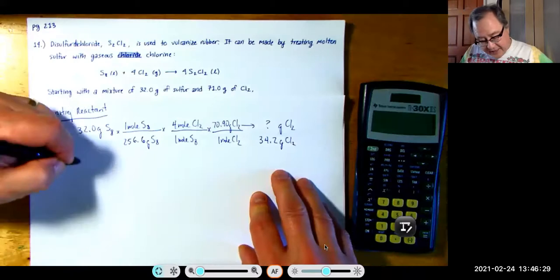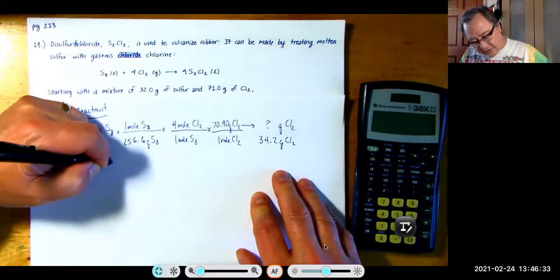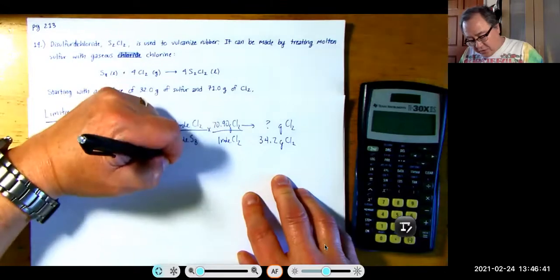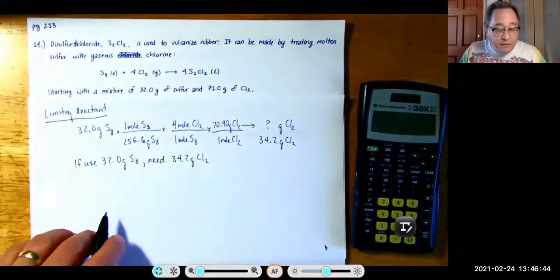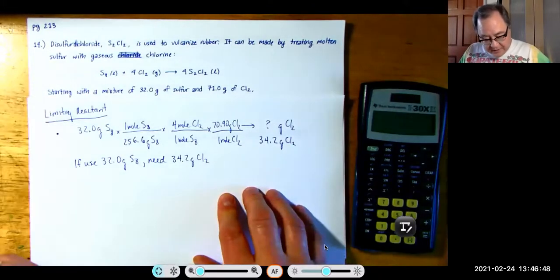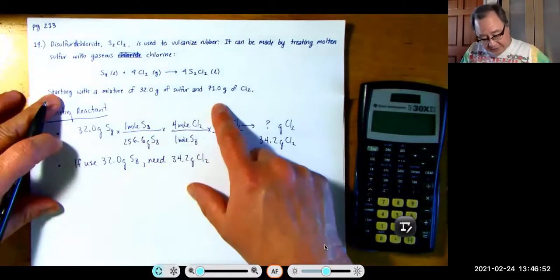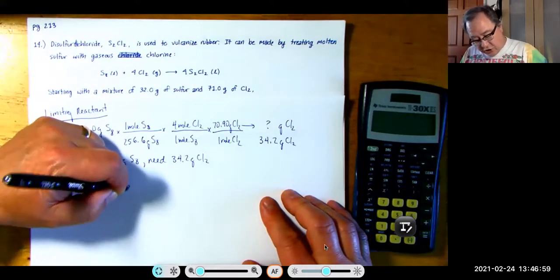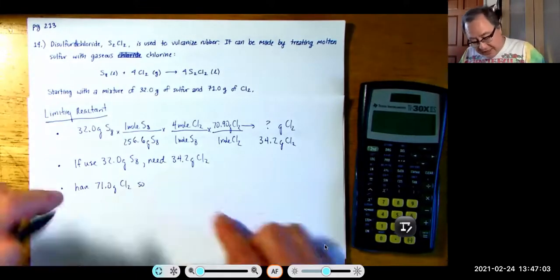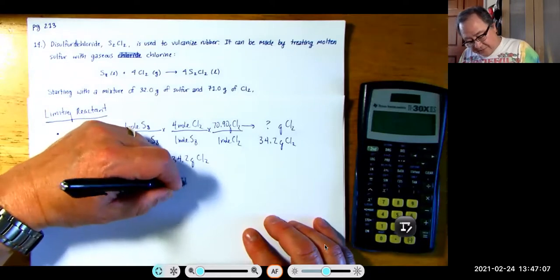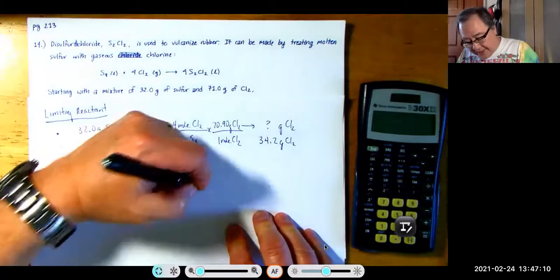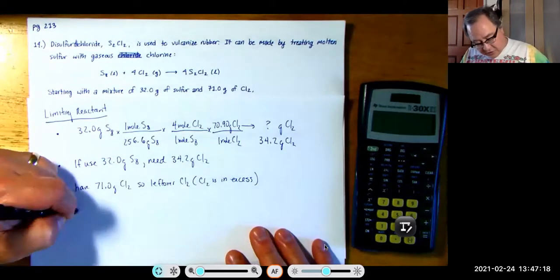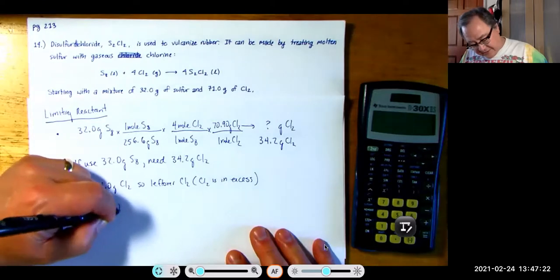Okay, so this means if we use 32.0 grams of sulfur, we need 34.2 grams of chlorine. Okay, and that's a perfect match made in heaven. However, if we take a look, we have 71.0 grams of chlorine. So if we only use 34, there's going to be leftover chlorine. And in fact, we're going to say what? Chlorine is in excess. So that means that the sulfur is limiting because it's used up.